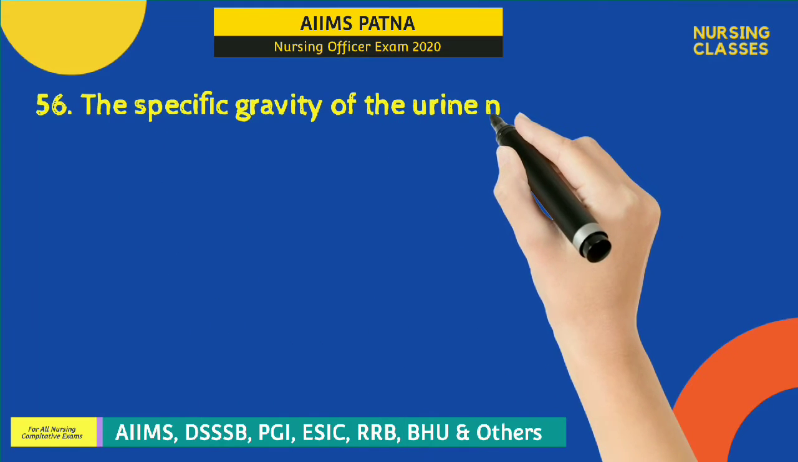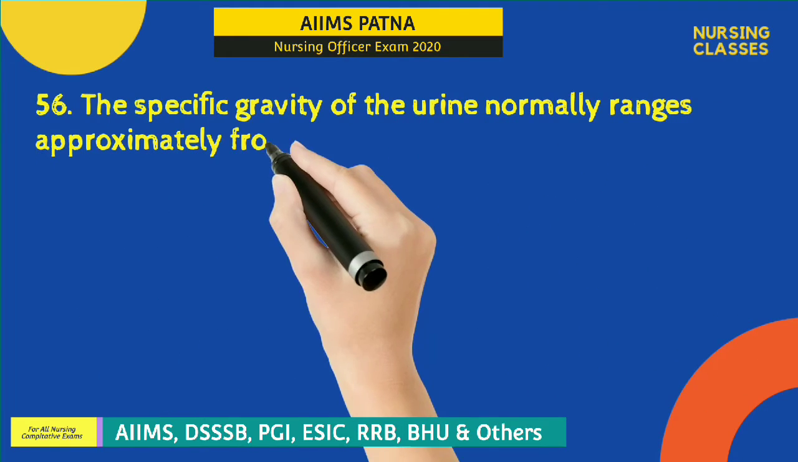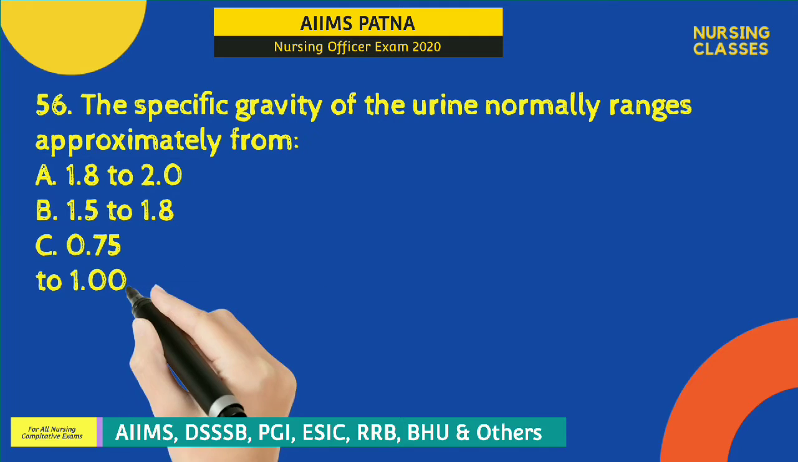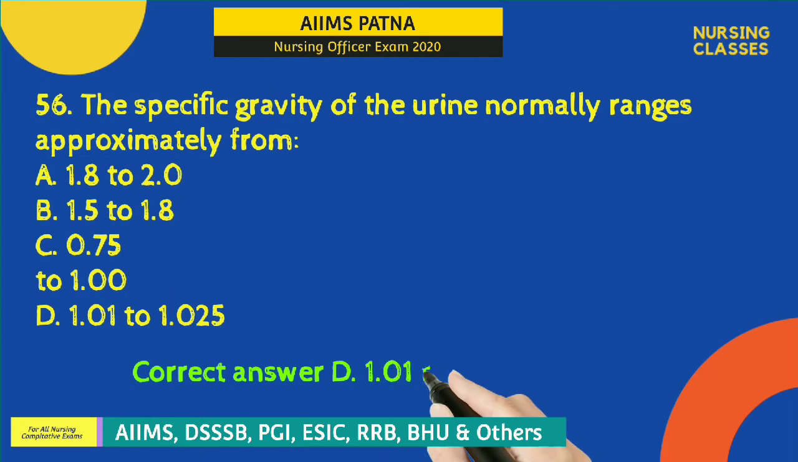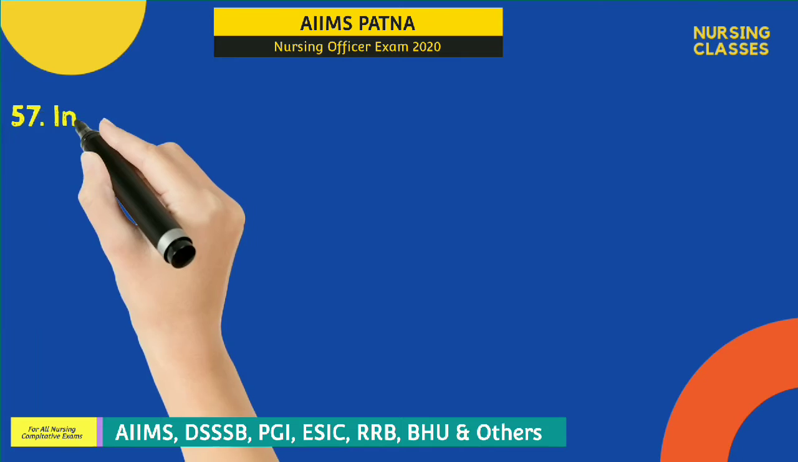56. The specific gravity of the urine normally ranges approximately from A. 1.8 to 2.0 B. 1.5 to 1.8 C. 0.75 to 1.00 D. 1.01 to 1.025. Correct answer D. 1.01 to 1.025.